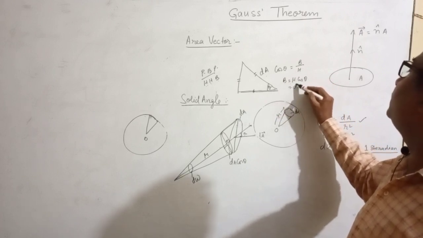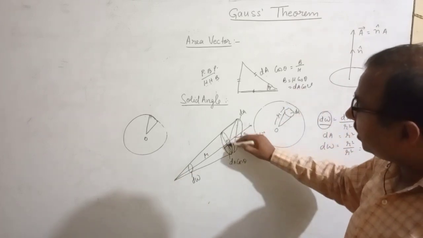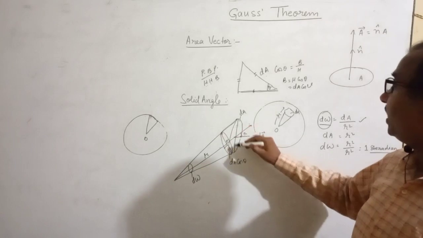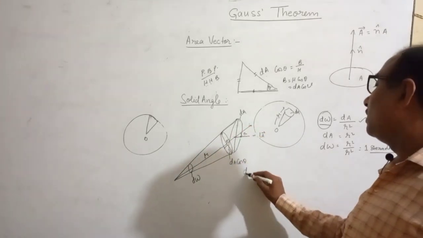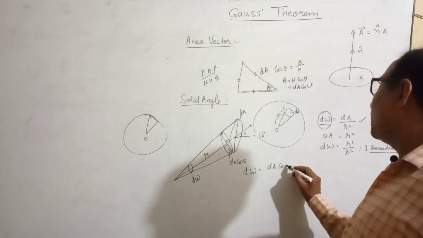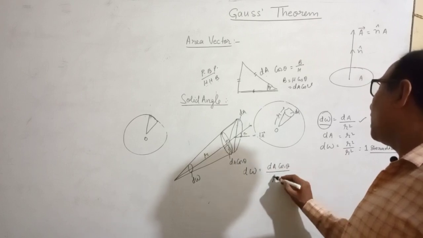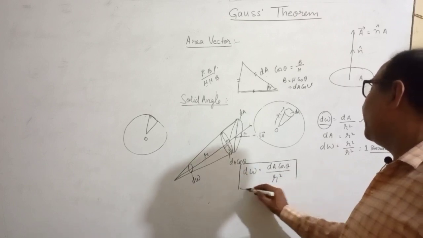What is hypotenuse? dA. So this is dA cos theta. That's why this is dA cos theta. Now d omega equals dA cos theta upon r square. This is the formula for solid angle.